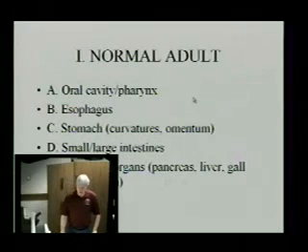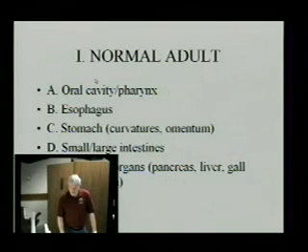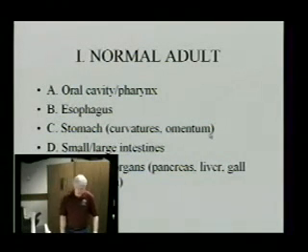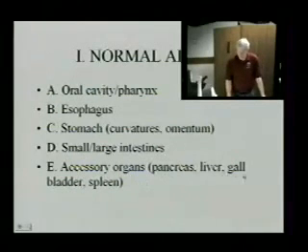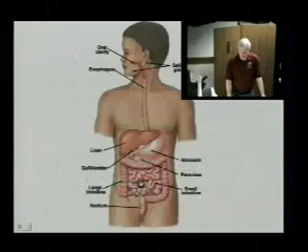So the normal adult is a good starting point. We will take a quick look again at the oral cavity, then the pharynx, the esophagus, the stomach with its curvatures, and the small and the large intestines, and then those accessory organs that we just saw on the list, the pancreas, liver, gallbladder, and the spleen.